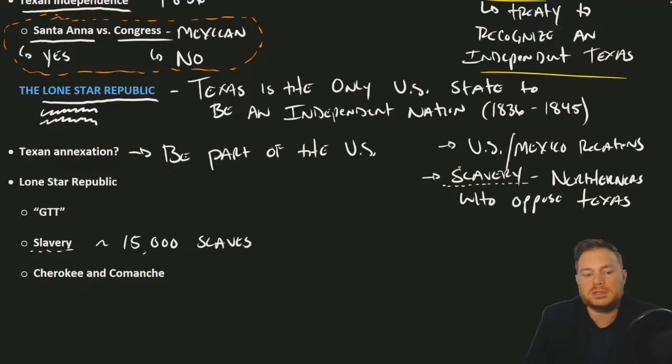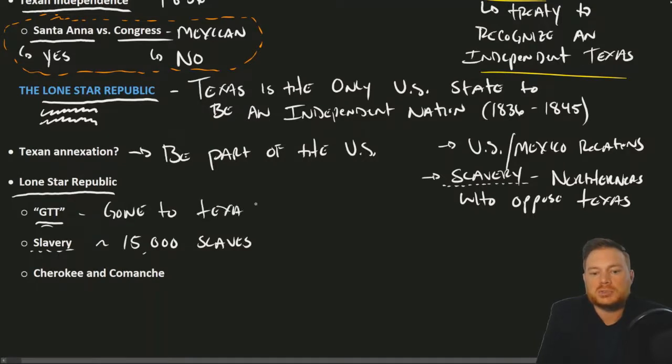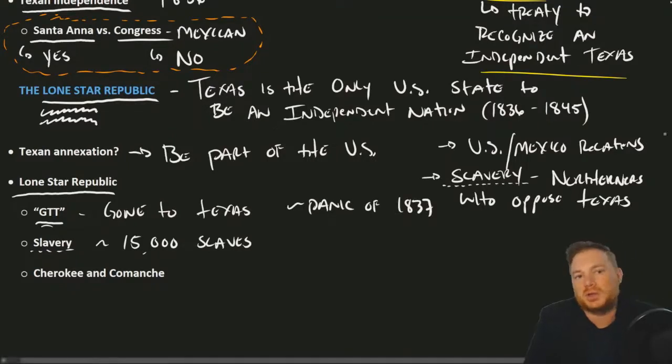Texas was populated very, very quickly after it became independent. People would say GTT, or gone to Texas. This was especially a result of the Panic of 1837, where people lost their businesses, lost their jobs, and just went to Texas in order to start a new life.